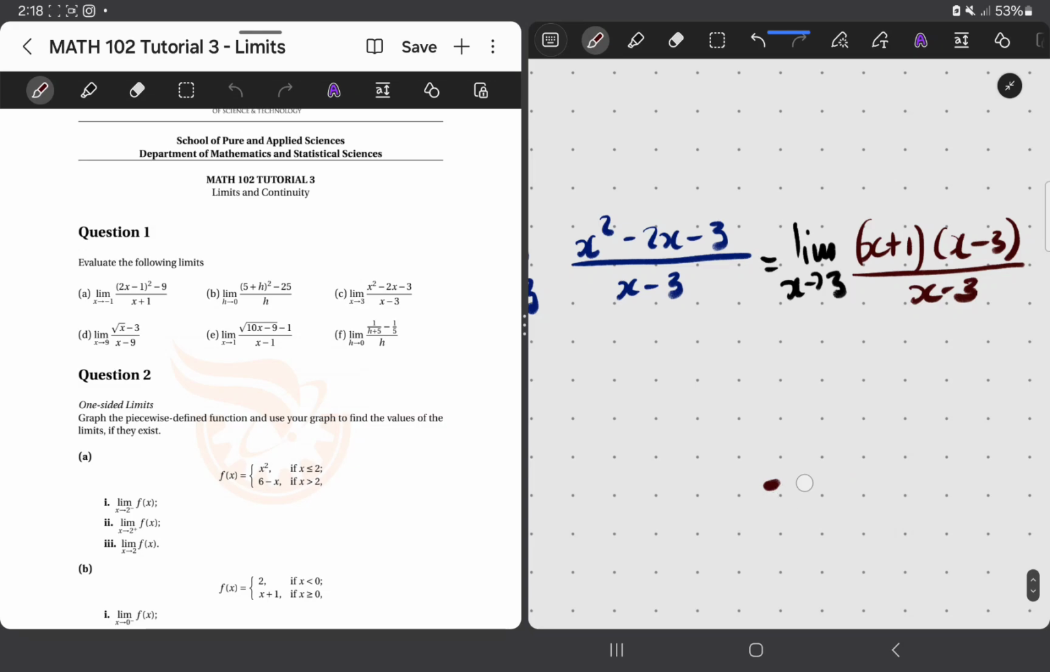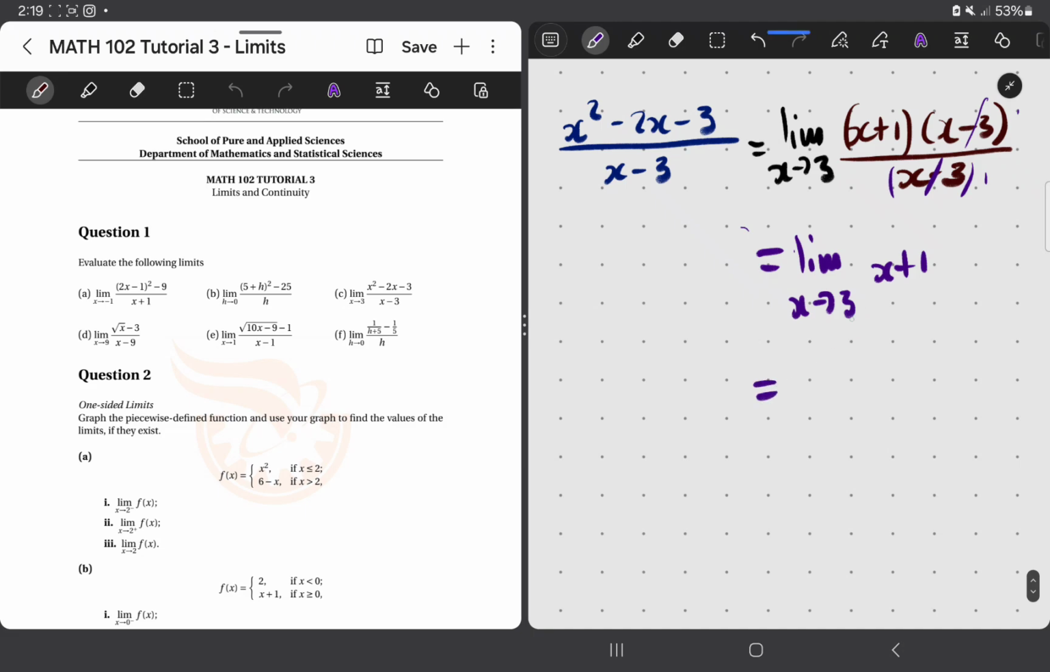Okay? We have factorized the top. Then what are we going to have here? Of course, the x minus 3 and the x minus 3 will cancel. This is over 1, and this is 1. So we'll end up having the limit as x approaches 3 of x plus 1. Now, the moment we have something which is not a fraction, you substitute. Where there is x, you put a 3. So this is just going to be 3 plus 1. And our final solution is going to be 4. And this is our solution.